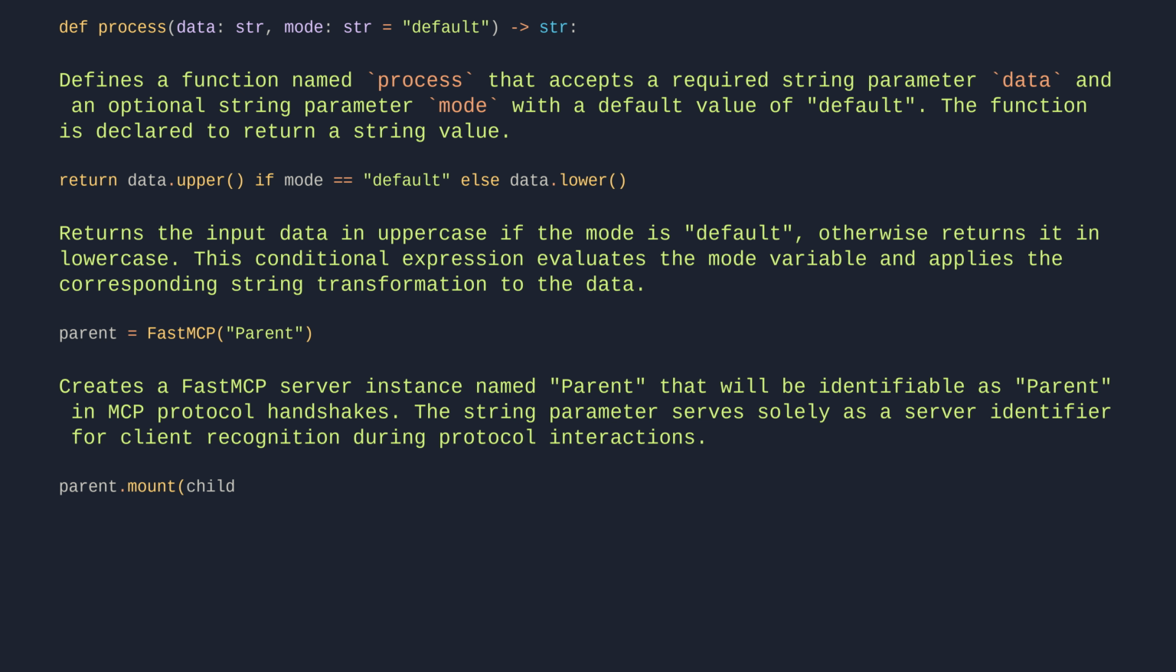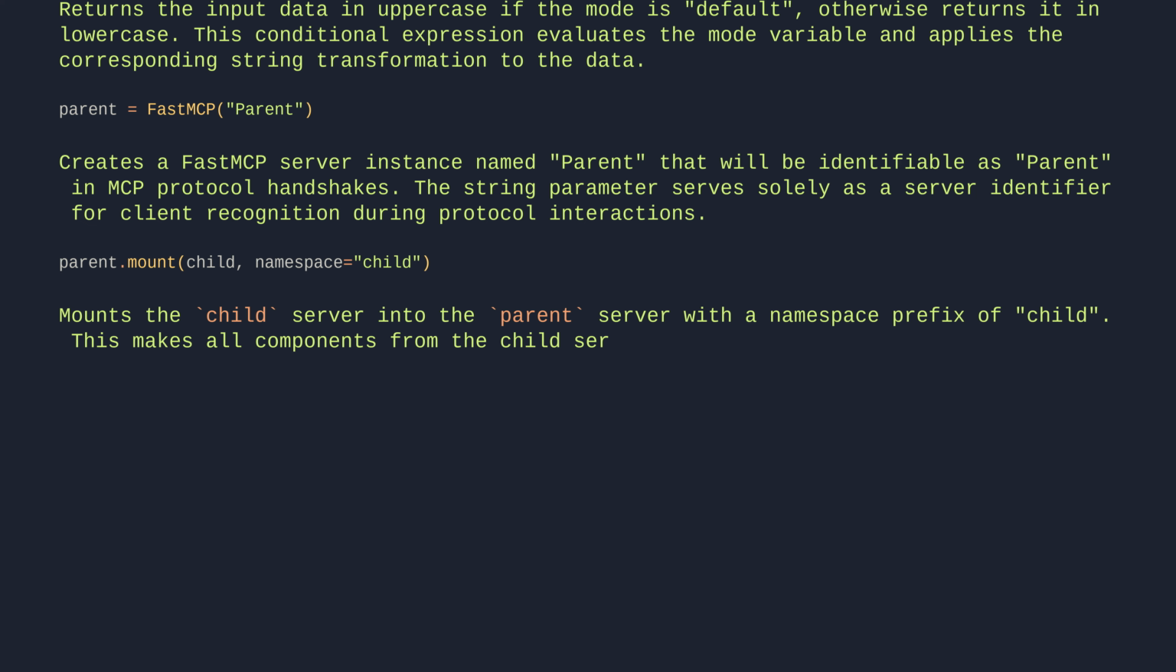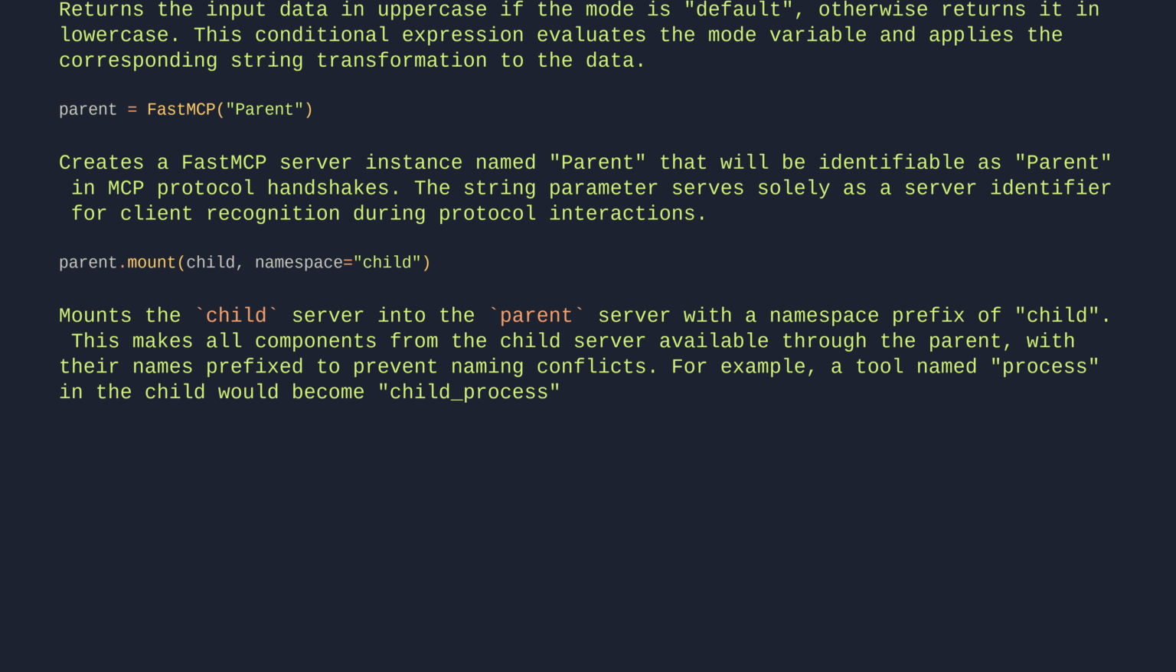parent.mount(child, namespace="child"). Mounts the child server into the parent server with a namespace prefix of child. This makes all components from the child server available through the parent, with their names prefixed to prevent naming conflicts. For example, a tool named process in the child would become child_process in the parent.